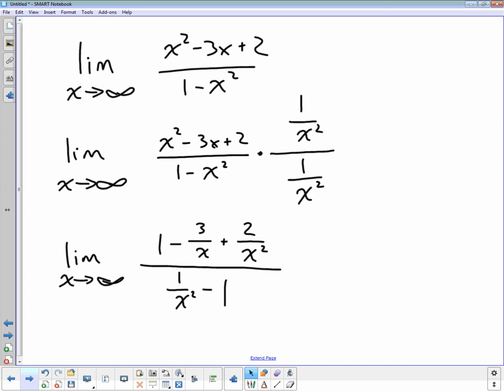What happens to all of those denominators? With all those infinities in all of those denominators, what happens to all three of those terms? Well, plug infinity into every x. 3 over infinity is 0. 2 over infinity squared is 0. So now what do I have left? What happens? It becomes just 1 over negative 1, or negative 1.